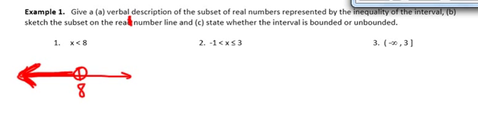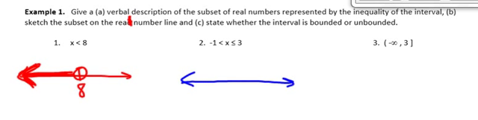Number 2, a verbal description of the subset of real numbers. We're going for all the numbers in between -1 and 3. We are not including -1, but we are including 3. So you should write some version of that. For B, sketch the subset. The subset starts at -1, goes to 3, does not include -1, does include 3, and we're talking about all the numbers in between them.